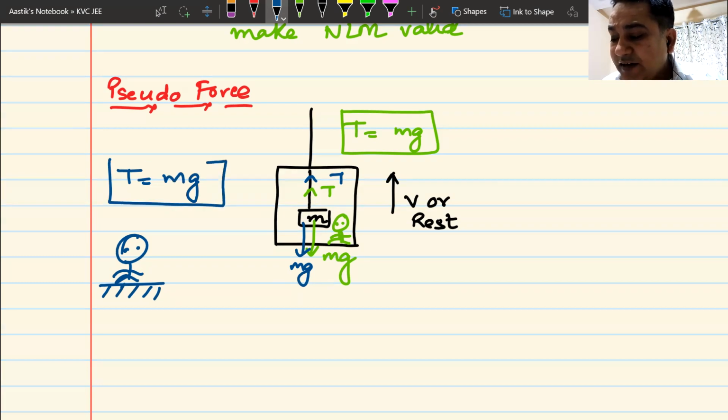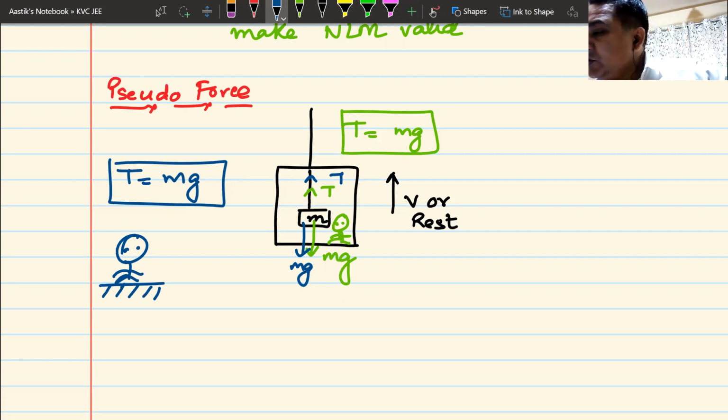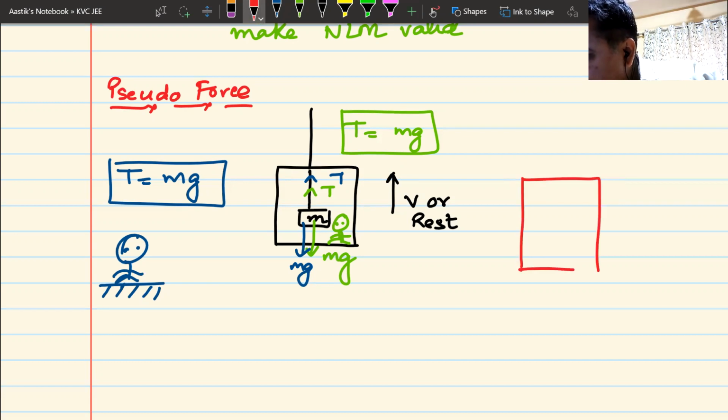Now they both check their equations. Blue Hulk says T is equal to mg. Green Hulk says T is equal to mg. Everything is okay, and the world goes on. Everything is okay in this world. Nothing is wrong in this world. Now let us move on to a different case, a different scenario, in this red lift.